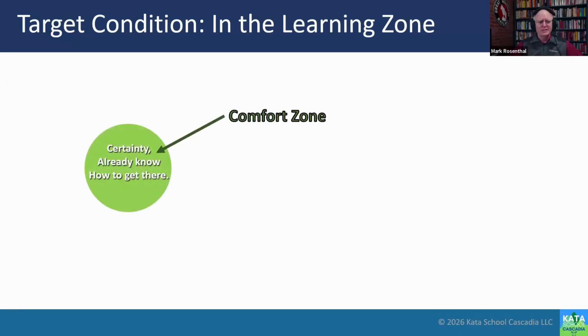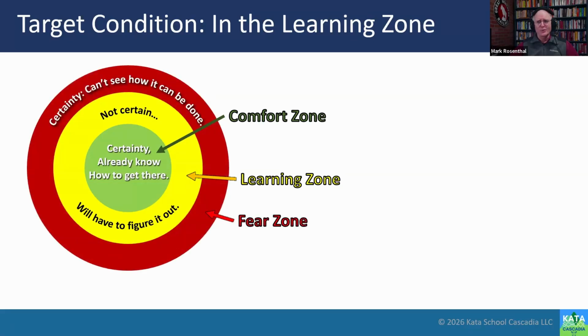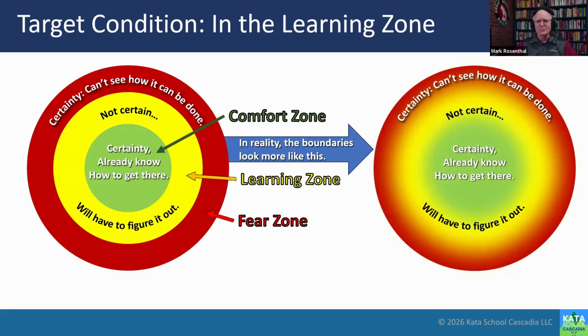And if you think of that comfort zone where I'm certain I already know how to do this, and then around that is a little less certainty, which is what we call the learning zone, where I'm not certain, but I know I can figure it out, or I think I can figure it out. And then we've got the fear zone where the certainty comes back. I'm certain there's no way to do this. And we want to keep the target condition in that learner's learning zone. Although I've got to be clear, the boundaries are not so crisp. They're more of a gradient.